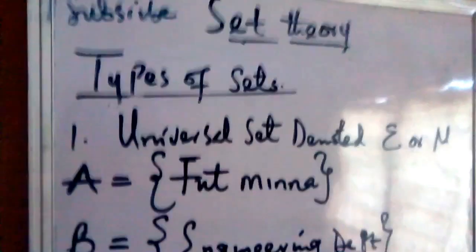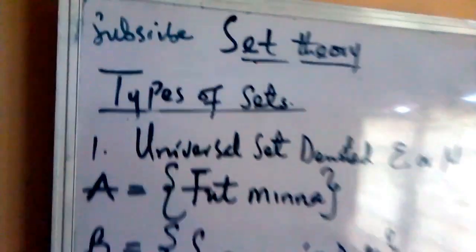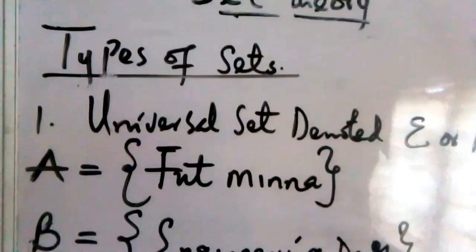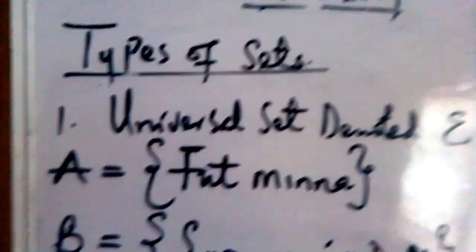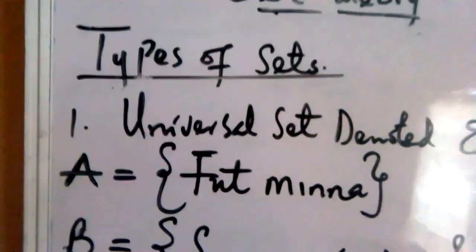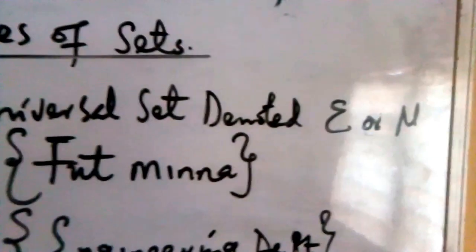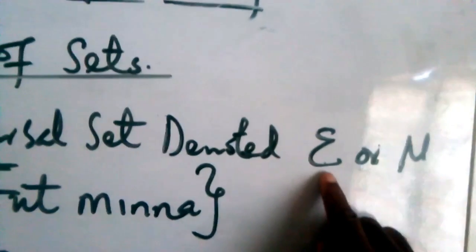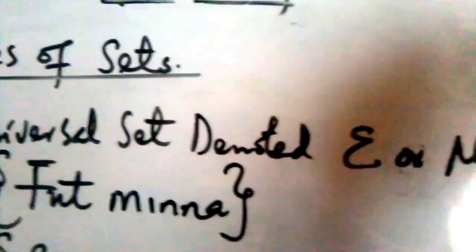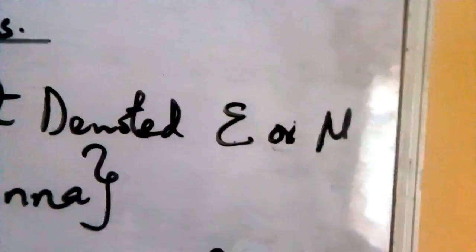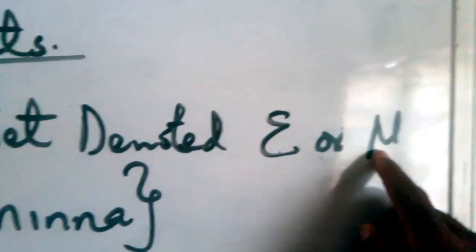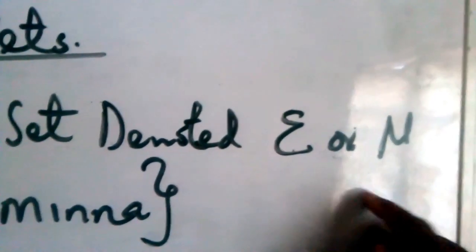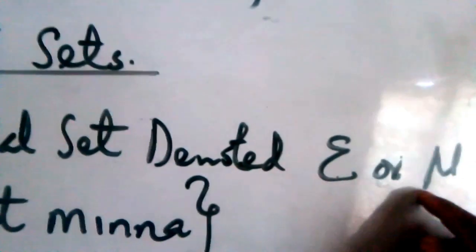Alright, you're welcome back. Now let us talk about the types of sets. We have different types of sets. And the first one is the universal set. The universal set is always denoted by this symbol here. The symbol looks like an inverted 3. So if you write 3, you invert it, turn it upside down, or you can also use this symbol. It looks like the alphabet U, small letter U.